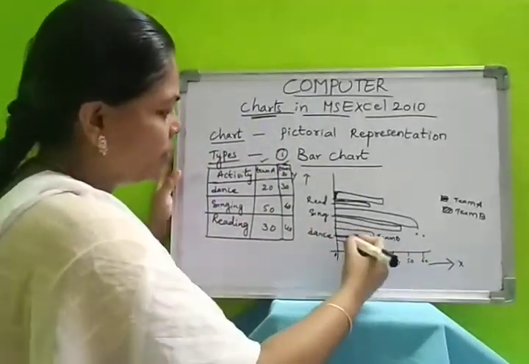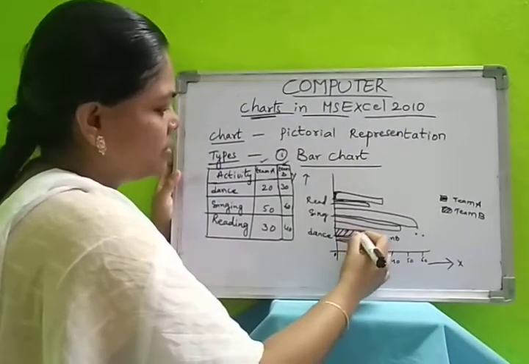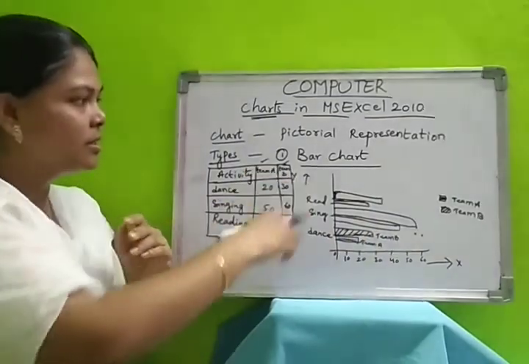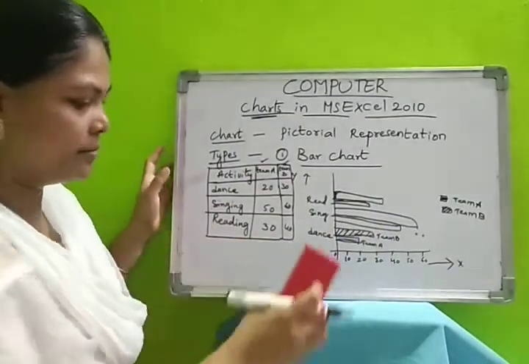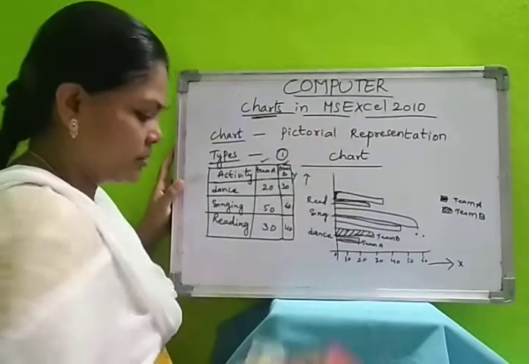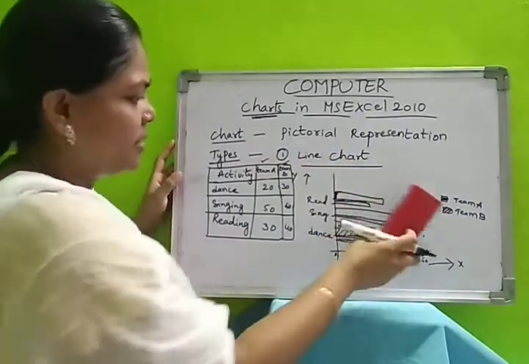Okay, team A, what will we do? We will draw lines like this. For team B, cross lines, for differentiation. So like this the bar chart will be displayed. Next, line chart. For line chart, lines are displayed here.